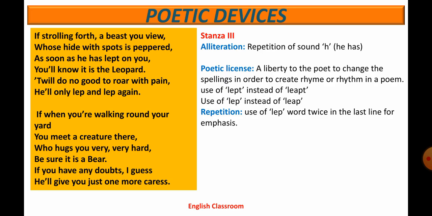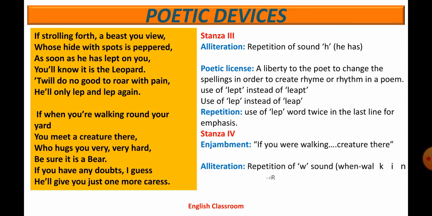Then you can find repetition here. Again, the word lap is repeated. Why is it repeated? For the sake of emphasis. Lap and lap again. Okay, so it is called repetition. Then you can find in stanza 4 again enjambment. "If when you were walking round your yard you meet a creature there." There is no punctuation mark in between the two lines and the idea is continuing. That's why it is called enjambment.